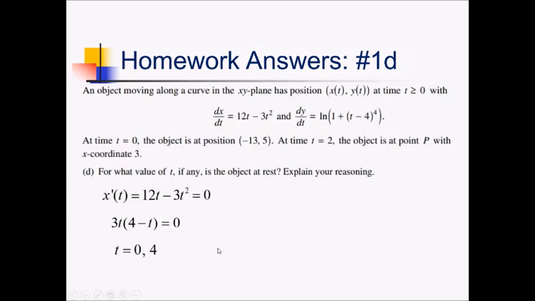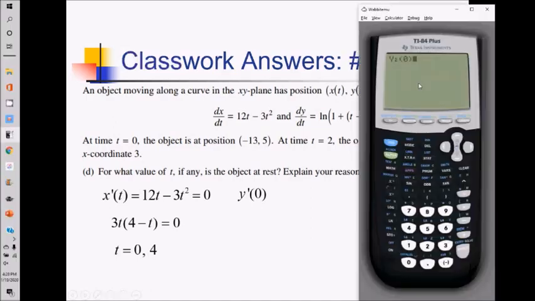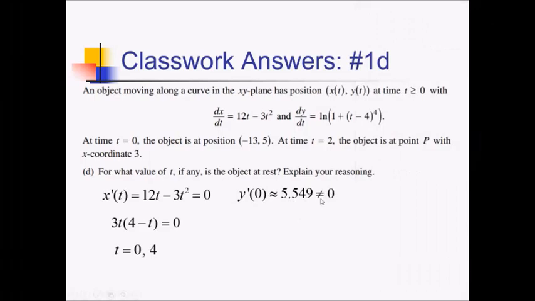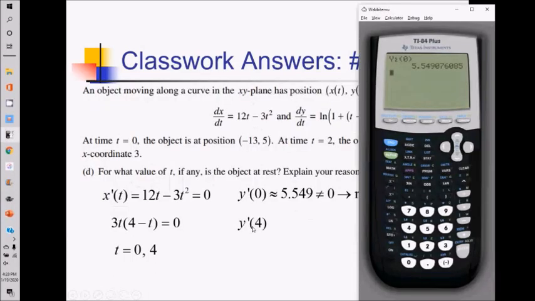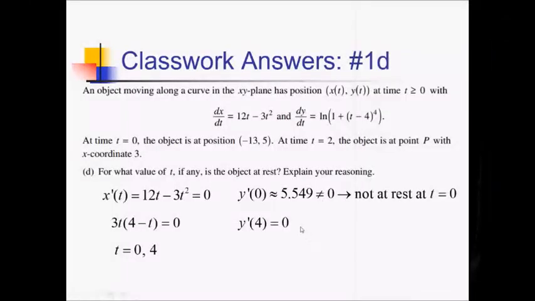We'll start by doing y prime of 0. So plugging that in using my y2 where I stored y prime, that's going to be about 5.549. Now significantly this is not 0, so that means my object is not at rest there. So that means it's going to be 4 or nothing. All right, so let's do y prime of 4 and see what that comes out to. Back on the calculator, let me just go ahead and yank my input from before, because instead of y2 of 0, I want y2 of 4, and that's going to be exactly 0. Nice. Well, since that's 0, that means that we are at rest at time equals 4.